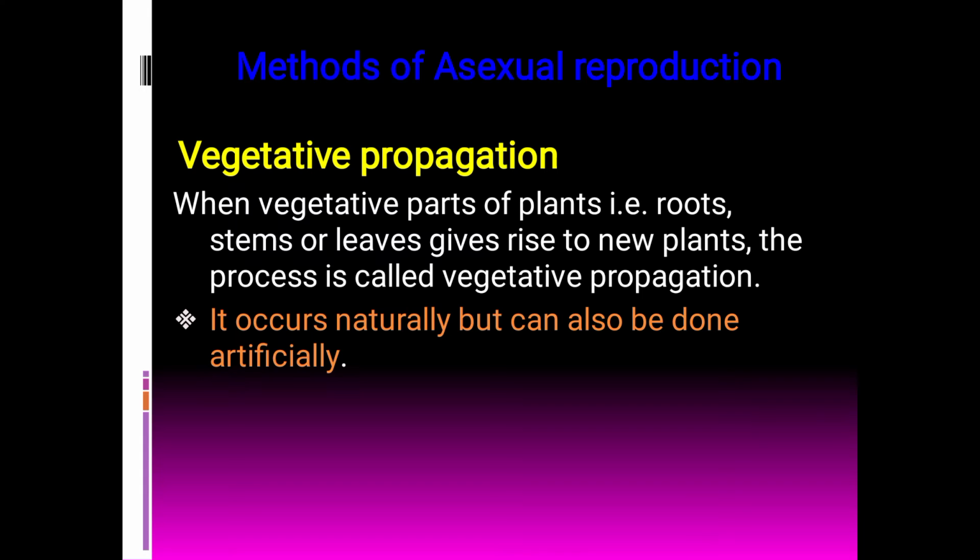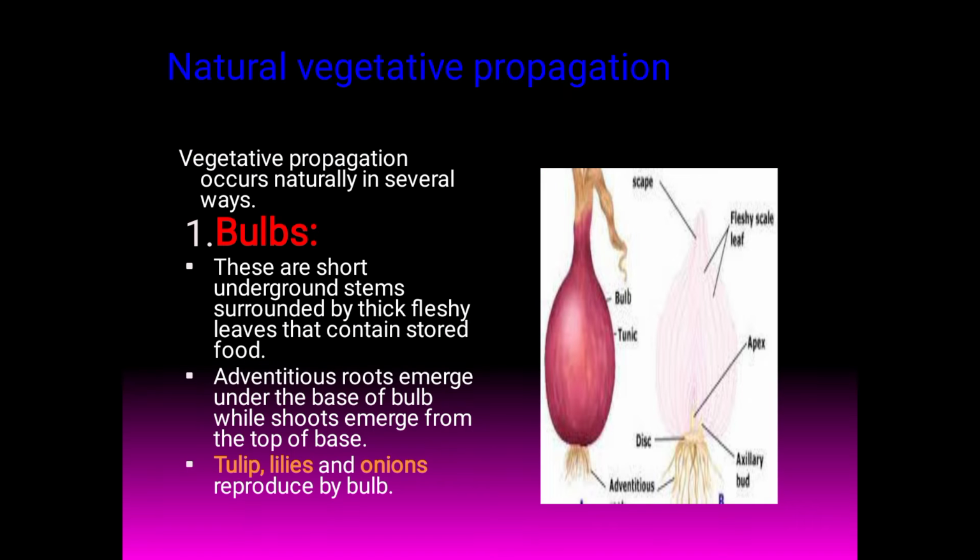Vegetative propagation occurs naturally but can also be done artificially. In today's topic, we will discuss the natural vegetative propagation method. There are several methods of natural vegetative propagation in different types of plants. One of those is bulbs.